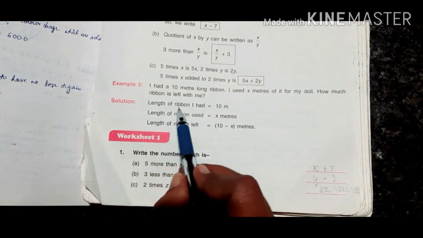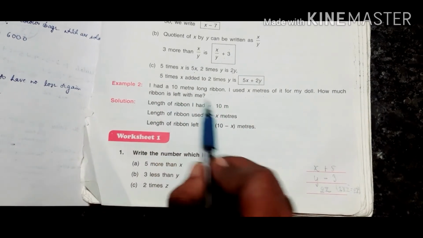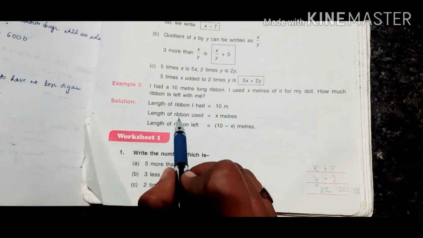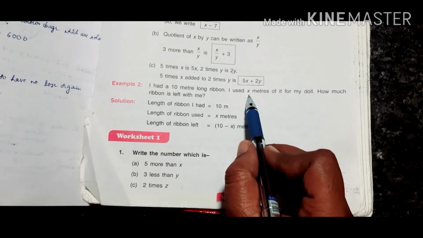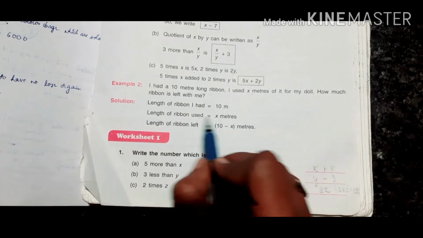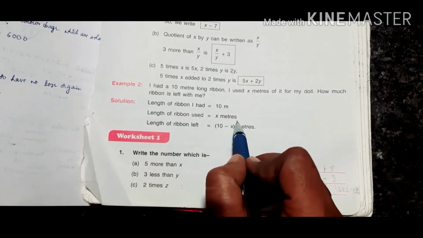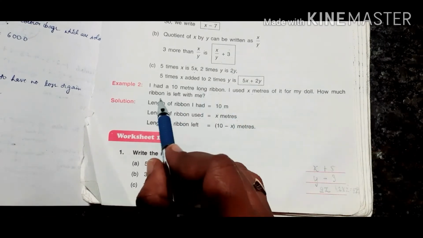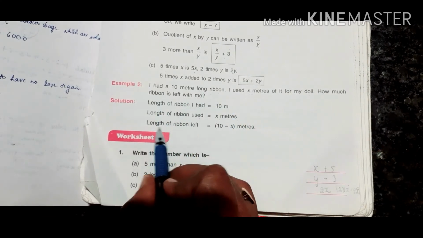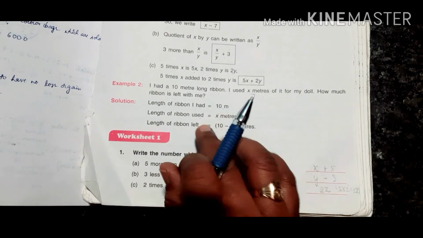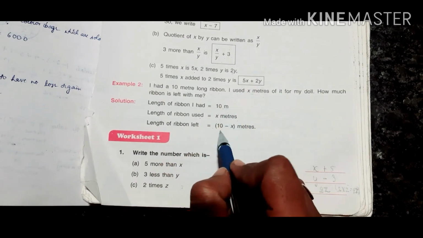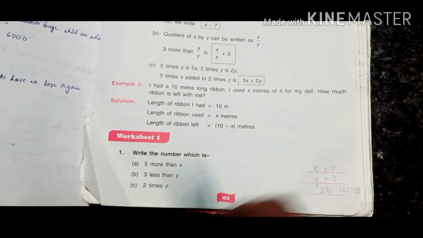Here let us take the length of the ribbon I had is equal to 10 meters, and the length of the ribbon used. Here it is given that I have used x meters. Therefore, the length of the ribbon used will be x meters. Then the question is, how much ribbon is left with me? The length of the ribbon left will be equal to, out of 10 meters, if you take out x, that means 10 minus x meters.